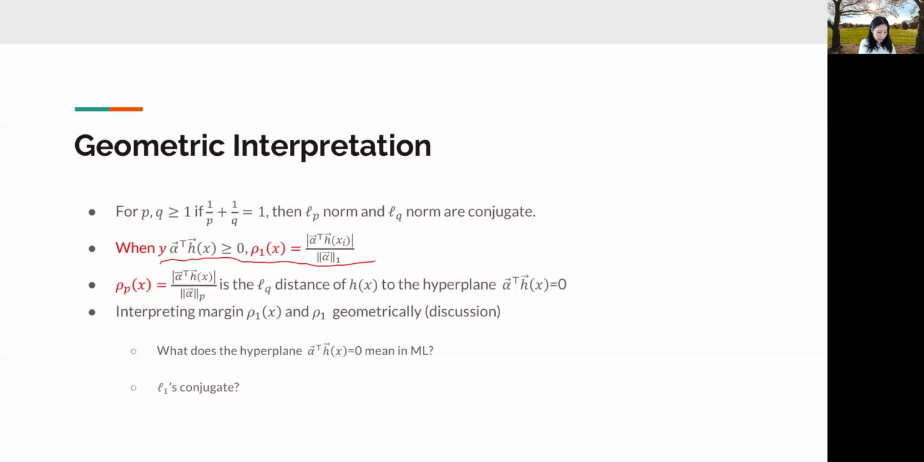So essentially the geometric interpretation of this is that it is the Lq distance. Notice that this is normalized with the Lp norm, but it is the Lq distance of h(x) to the hyperplane defined by this inner product being 0. So this is a very important geometric interpretation here. Any questions so far?